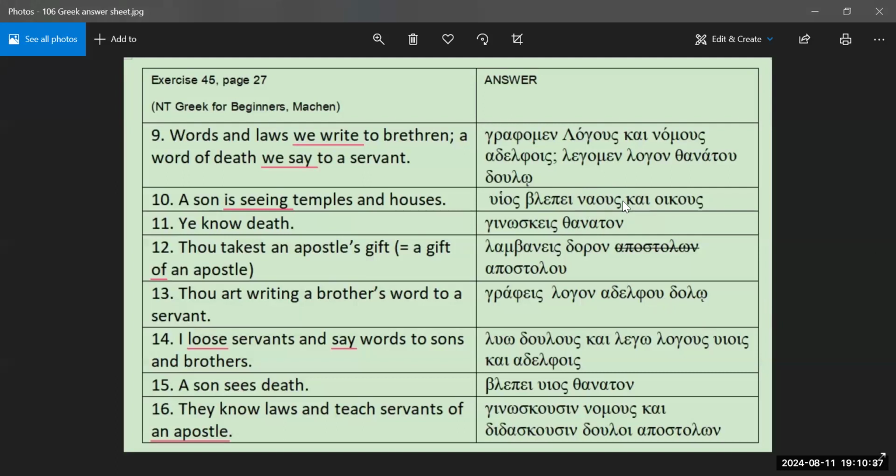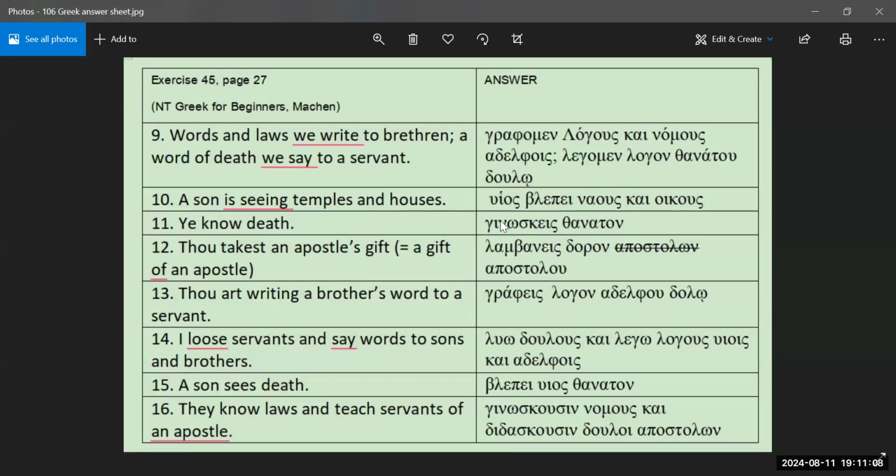But naous kai oikous, and this is accusative. So these are the things that have been seen. So the son sees the temples, sees temples and houses. And remember, when we translate it into the simple tense in English, you can say sees or is seeing. I speak or I am speaking, for example. That's the present simple tense.